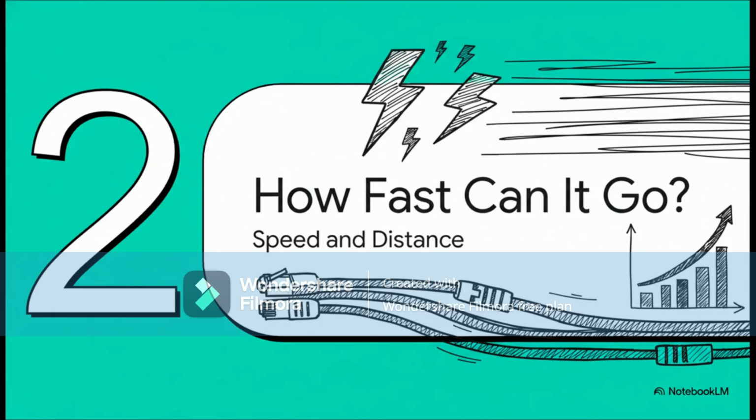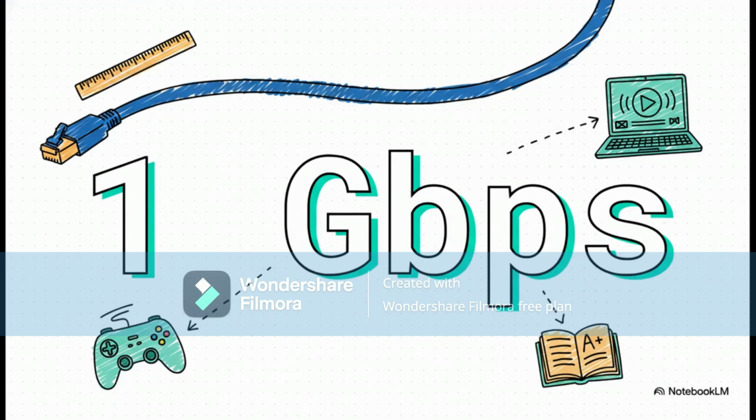Okay, so we're saying it's faster, but how much faster are we talking about? Let's get into the actual numbers. So for a pretty long distance, say up to 100 meters, a CAT6 cable can easily give you speeds of 1 gigabit per second. To put that in perspective, that's 1,000 megabits per second. That is more than enough for pretty much any streaming, gaming, or homework you can throw at it.